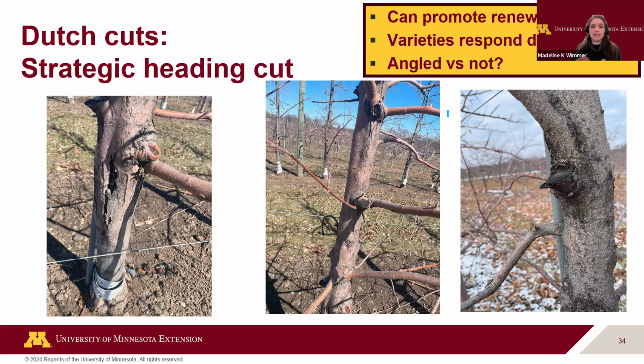And if you do an angled cut, all of a sudden you have a perfect platform for water to pool, as you can see on this drawing here. You can see how easily water could pool up there. And we'll talk a little bit more about wound healing in a bit, but that's not helpful for wound healing. So water can facilitate pathogens. And here's another upright cut. And then you can see here where this apple tree just did not respond at all. So different varieties respond more or less to this style of cut. But basically, the take home is that you're leaving a stub near the trunk to encourage growth.